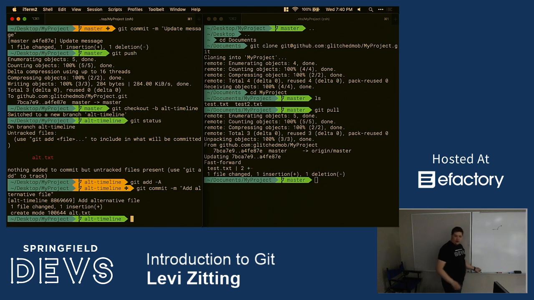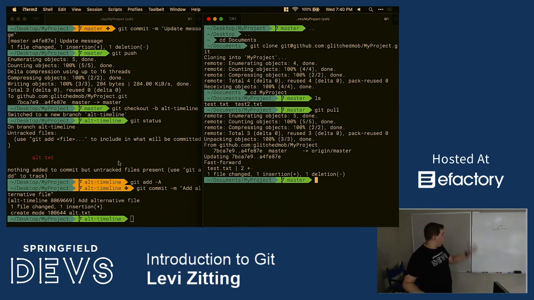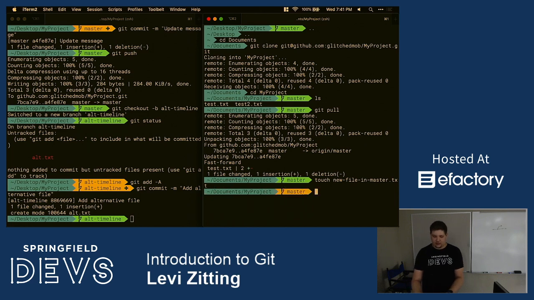Now, at this point, our coworker could make as many commits as they want to master, and none of their work will ever interfere with our work, right? They can continue on with that timeline. Now, let's say at some point we're ready to merge our changes back in, right? So for the sake of completeness here, let's create a new file in master.txt. This command simply creates an empty file here.